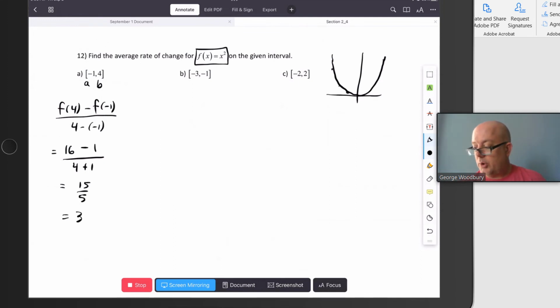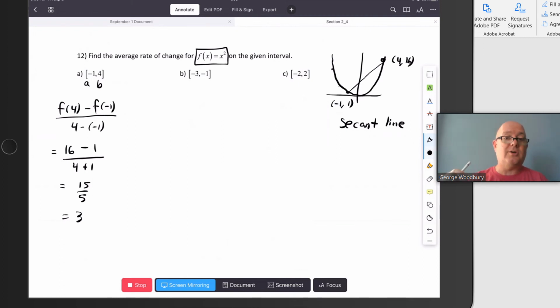So when we went from the point -1, 1 up to the point 4, 16, the slope of that line that connects them, and that line is called a secant line, S-E-C-A-N-T, so it's not the actual function itself, but it's a line that connects 2 points on the function. That secant line has a slope of 3. That tells us that the rate of change for this function over that interval is positive 3.